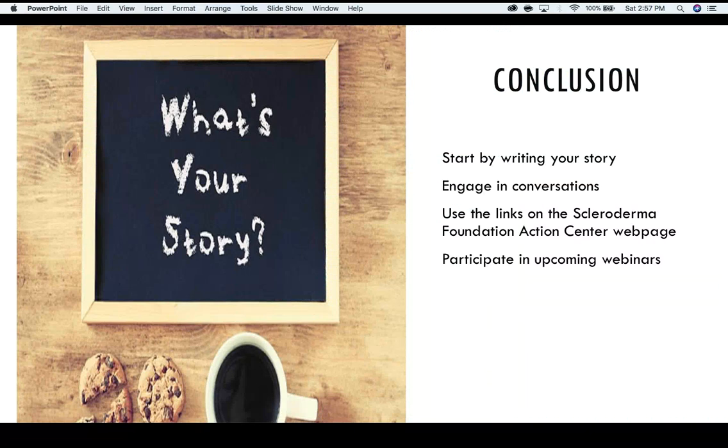Okay, so in conclusion, now it's time to put your story on paper. Develop several versions of your story for various audiences. Talk to people about scleroderma, and the more you engage with others and talk about scleroderma, the more comfortable you will become with the art of delivering an effective elevator speech. Take full advantage of the resources provided by the Scleroderma Foundation Action Center and participate in the upcoming webinars.